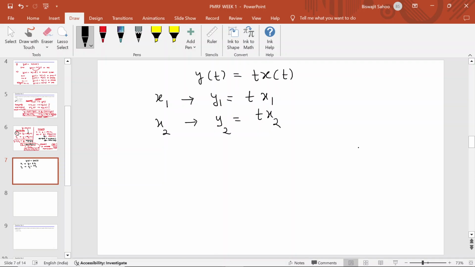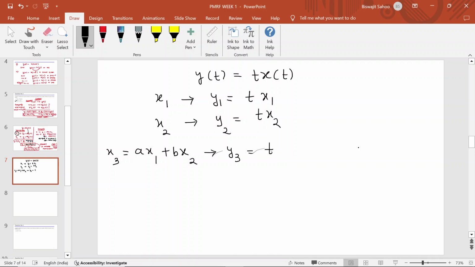Now I'm combining both superposition and homogeneity. How will I do that? You have to multiply a here and multiply b here, so I'm writing that on the line below. Let's say a x1 plus b x2. Simultaneously I'm applying this as my input, another input x3, and that will give me another output y3.